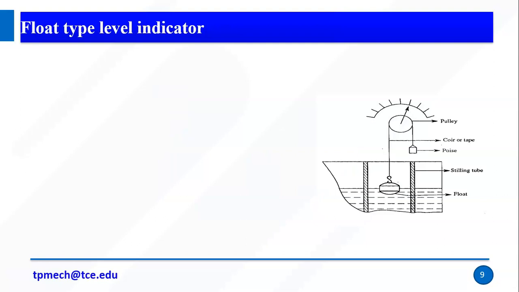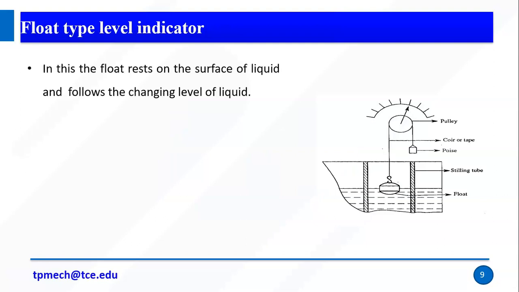The next is the float type level indicator, right? In this type we have a float. Float means it floats, right? So we have a float that rests on the surface of the liquid and follows the changing level of the liquid. Again, the construction is very simple. We have a pulley, and a rod or a wire. At one end of the wire we have a weight, which is called a hoist. At the other end we have a float.